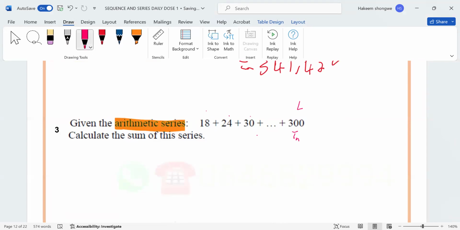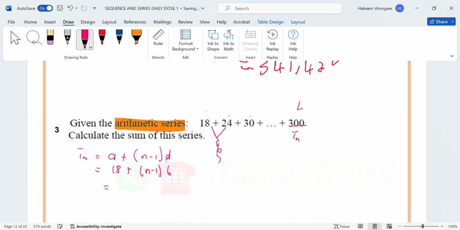First, we are going to calculate the number of terms. How do you calculate the number of terms? You are going to say Tn is given by a plus (n minus 1) multiplied by d. And then we look for the general formula, which is going to say we have 18 plus (n minus 1) multiplied by d. What is our d? We can always calculate d. We say this one subtract this one, it gives us 6. And we put 6 here.